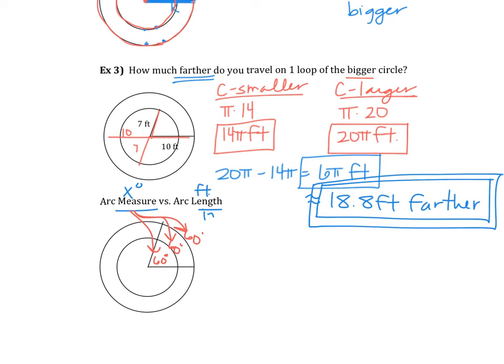Arc length is how long they are. So look at how long this arc is compared to how long that arc is. This second arc is definitely longer than the first one. So even though they have the same arc measure, it does not mean they have the same arc length. Or if they have the same arc length, it doesn't mean they necessarily have the same arc measure, okay? So just keep that in mind.